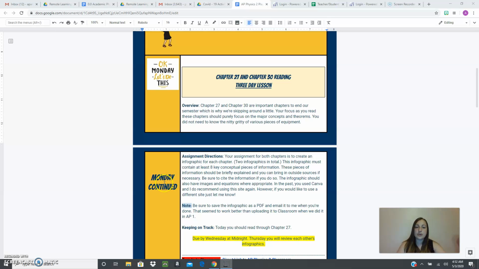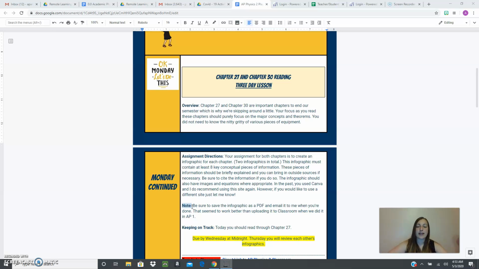So have those two infographics, and in the past we did use Canva. I was expecting you to use Canva again. In the event that you want to use something else to form the infographic, I do just ask that you send me an email, let me know what you want to use, and then I'll check it out, make sure that it'll work, and then you'll be good.